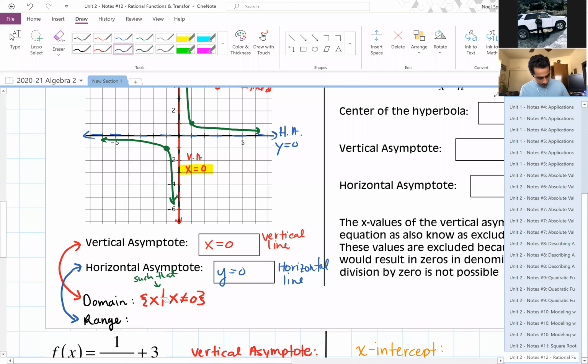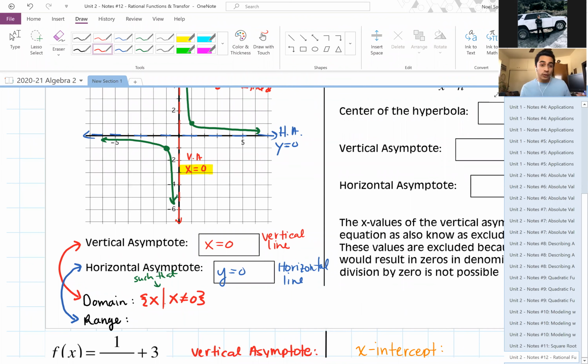The line, you mean this line right here? So the line just means such that, all x such that, or all x as long as. So it translates into such that, or it translates into as long as. Okay, so all x as long as x does not equal 0.